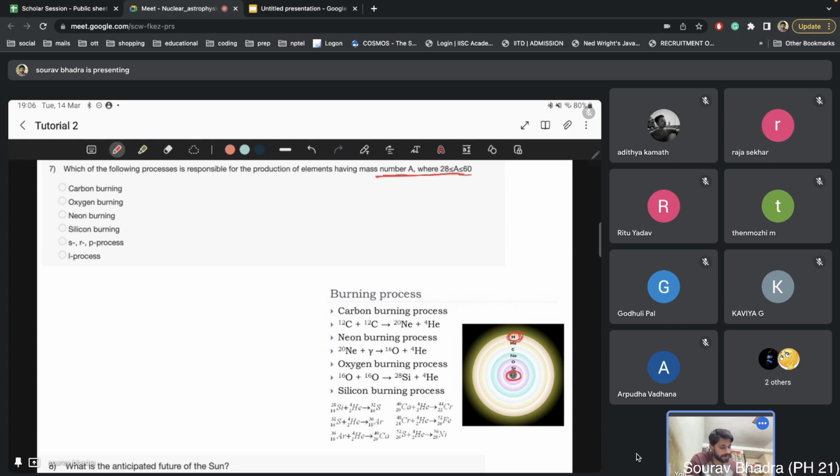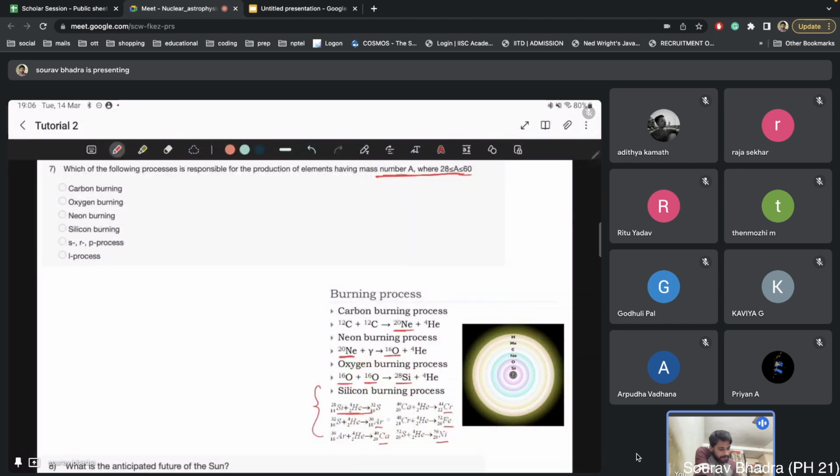This is the Fe, iron. You can see that carbon burning will give you neon, neon burning will give you oxygen, and then oxygen will fuse into silicon. After silicon has been formed, that silicon will go through different types of reactions. Here silicon plus helium will give you sulfur, then that will give you chromium. All the other elements you can find here, I will not go through one by one.